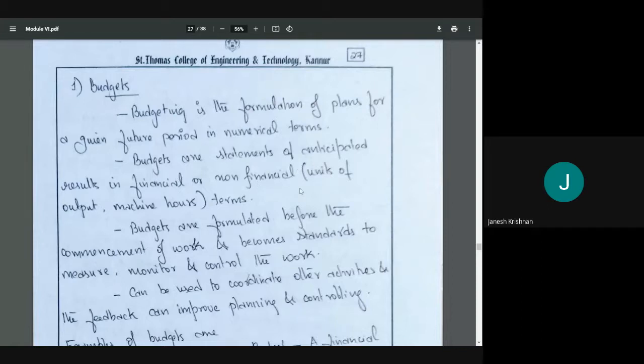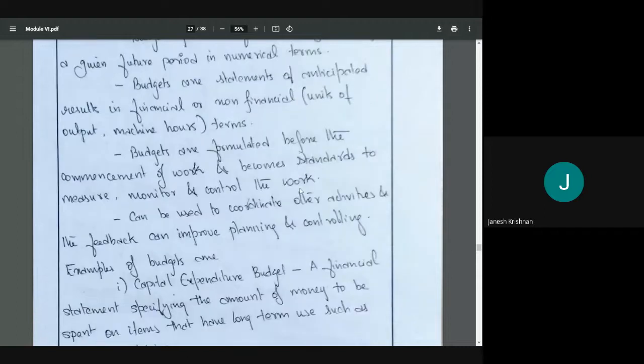The budgets are formulated before the commencement of work and become standards to measure, monitor, and control the work. So it's important to understand where we start: we are starting before the work. The budgets are formulated before the commencement of work and become a standard. So budget is one of our standards.